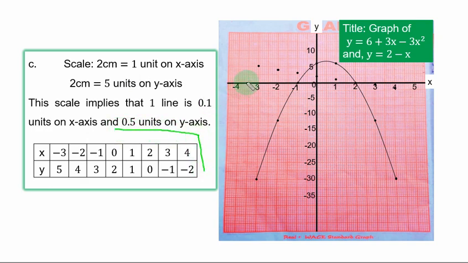So minus 3 for s is against 5 for y. Minus 2 and 4. Minus 1 and 3. 0, 2, 1, 1, 2, 0. Then 3, minus 1, 4, minus 2. Very close points. Next thing is to join the points together. Because it is a linear graph, you're supposed to have a straight line graph.